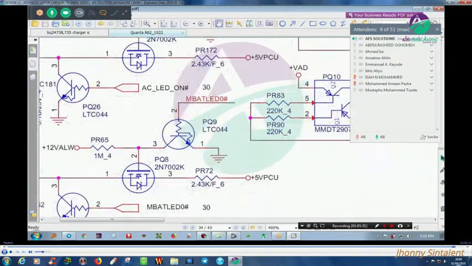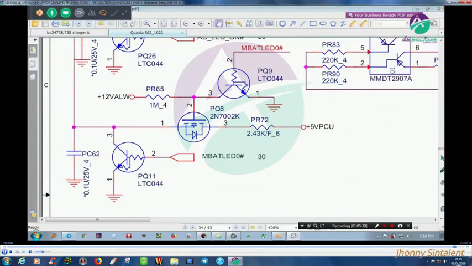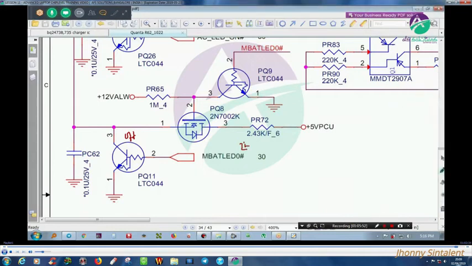When the battery is connected, even with the adapter connected, a confirmation is given by the IO controller telling that my battery is okay. So this will go for a low logic. When it goes for a low logic, the transistor goes to off condition. When this transistor goes to off condition, the 12 volts present here will be passed here.